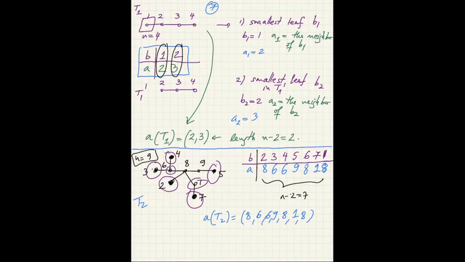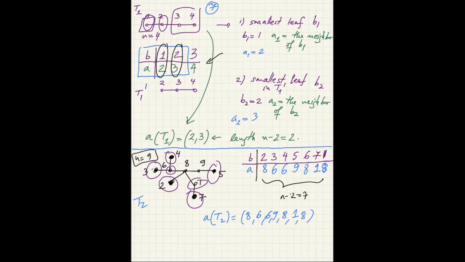If we continue the procedure one more step, after we deleted the leaf 1 and then the leaf 2, we have the graph, which is just 3 and 4. And by our definition, b3 should be the smallest leaf that's available, but the vertices that are left are just 3 and 4, so the smallest leaf is going to be 3. And then the neighbor adjacent to it is 4, okay?